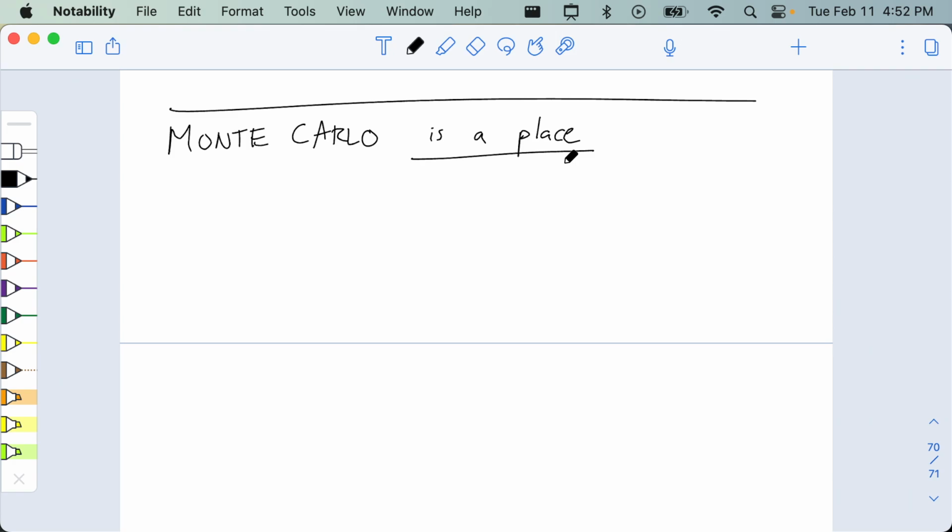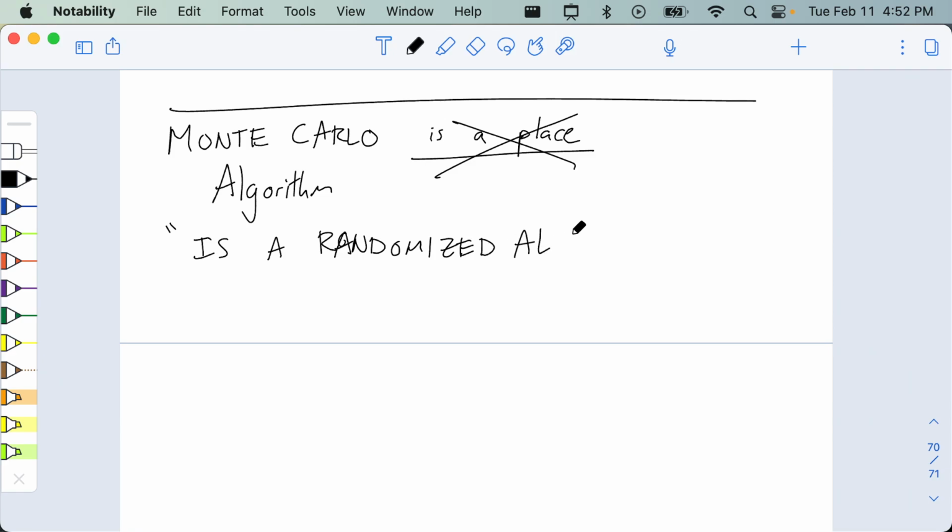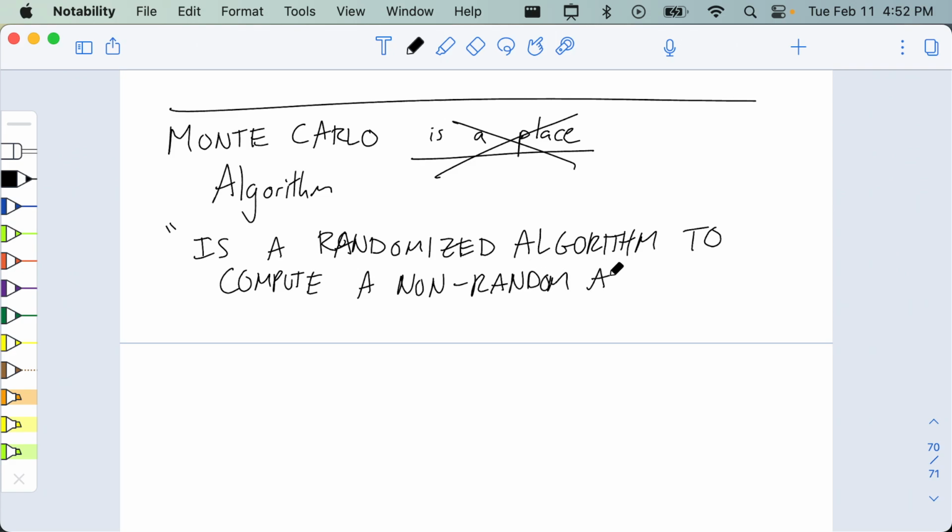But what is a Monte Carlo algorithm? It is a randomized algorithm, and it's to compute a non-random answer. Okay, which seems kind of bizarre. If you want a non-random answer, why don't you just do it without randomness? But you'll see why we want to do this stuff.